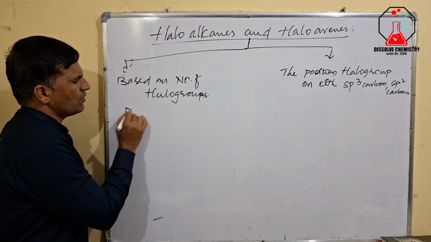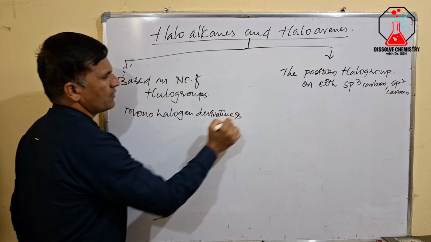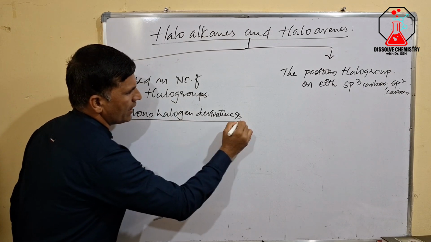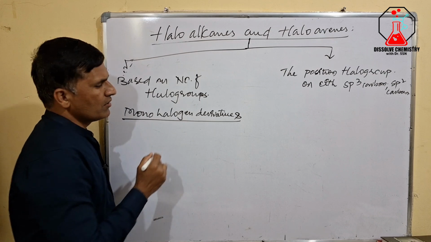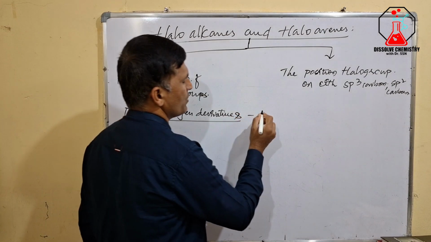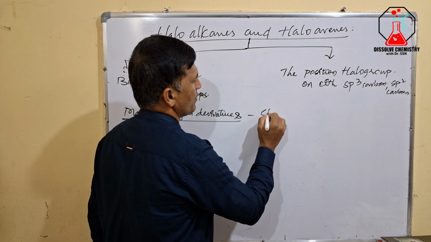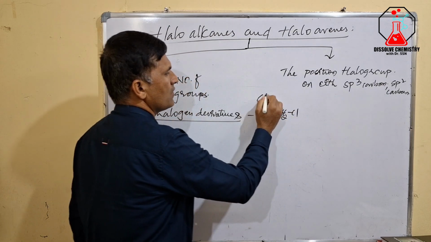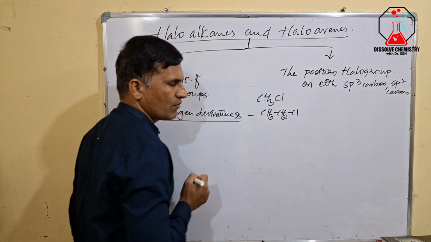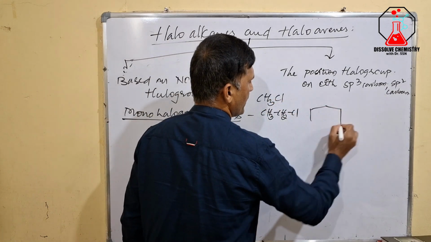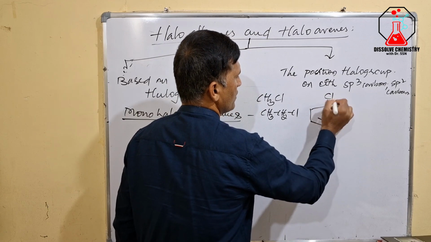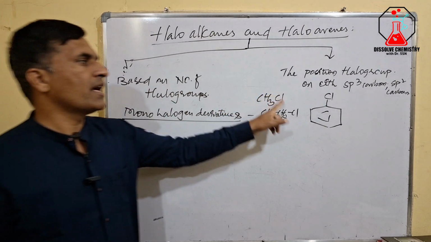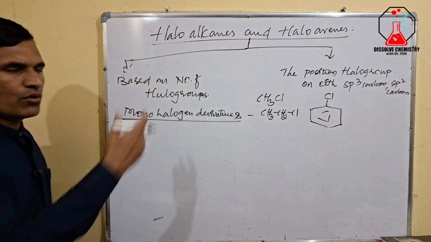One class is monohalogen derivatives. When the carbon substrate is attached to only one halo group, they are called monohalogen derivatives. Examples: CH3CH2Cl, chloroethane, or CH3Cl, chloromethane, or a haloarene such as chlorobenzene. When only one halo group is there, they are called monohalogen derivatives.